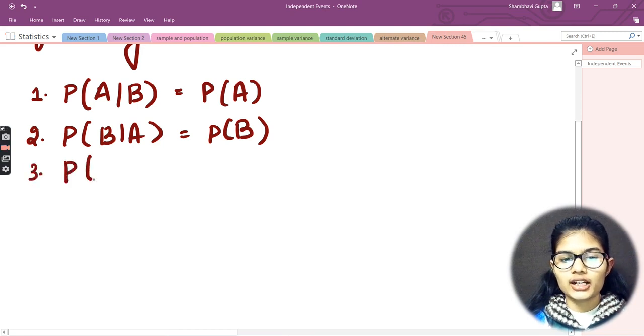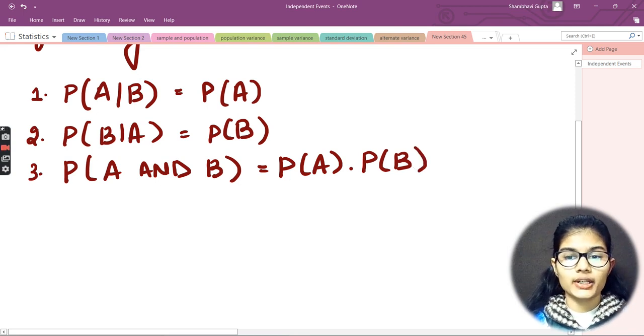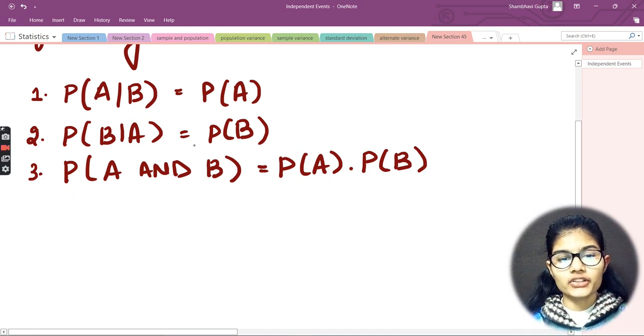Now comes the third condition: the probability of A and B is equal to the probability of A times the probability of B. So we have the probability of A given B equal to the probability of A, the probability of B given A equal to the probability of B, and the probability of A and B equal to the probability of A times the probability of B. If the conditions mentioned here are true, then we say that the two events are independent.